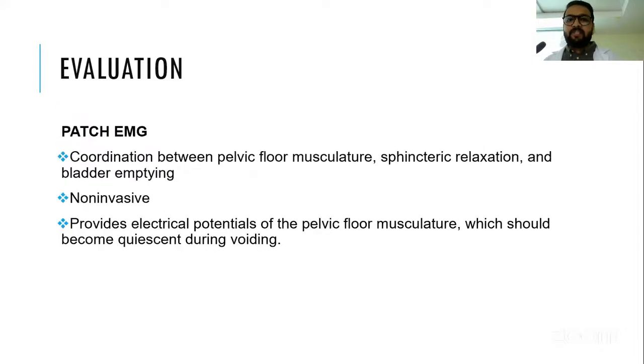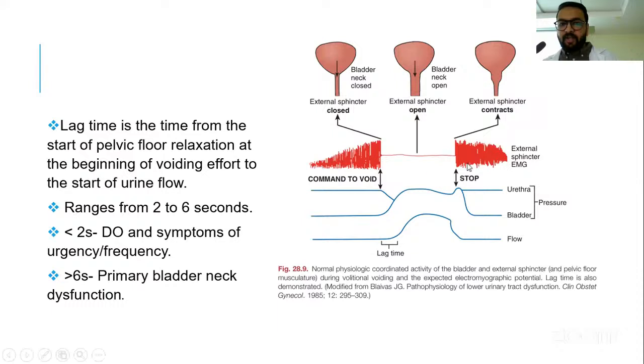Then we can use patch electromyography, which tells about the coordination between pelvic floor musculature, sphincter relaxation, and the bladder emptying. It is non-invasive test and provides electric potential of the musculature, which should normally be quiescent during voiding. This is the normal physiological activity of the bladder and external sphincter. On giving the command to void, the external sphincter relaxes and the patient micturates.